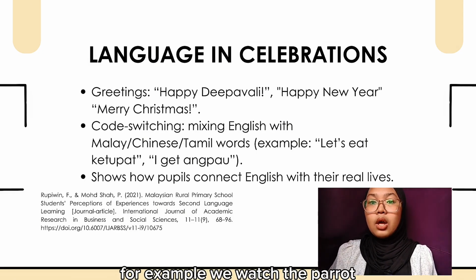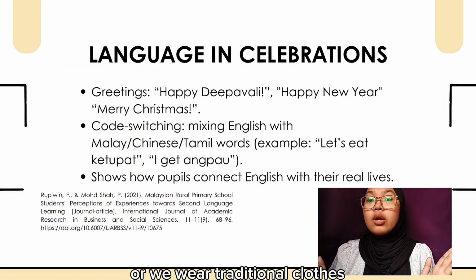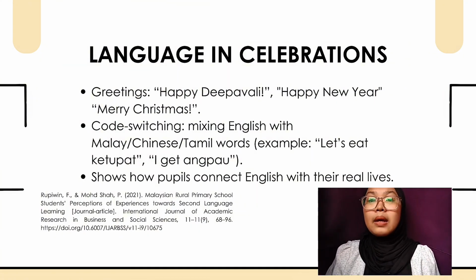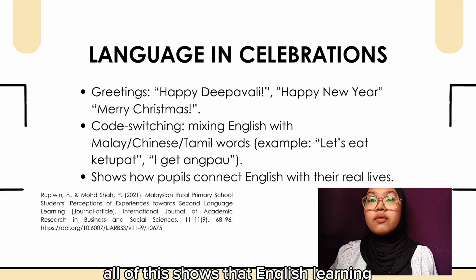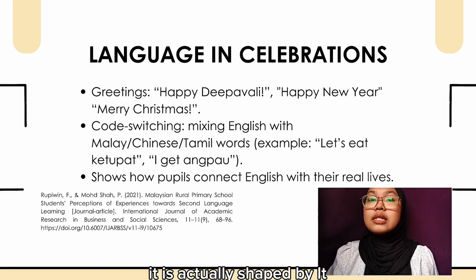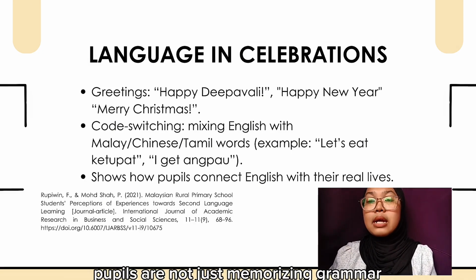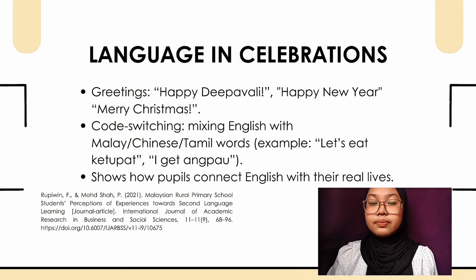Third, pupils use English to describe routines and practices. For example, "We watch the parade," "We like fireworks," or "We wear traditional clothes." These are short and simple, but they reflect real life experiences. All of this shows that English learning in primary schools is not separate from culture. It is actually shaped by it. Pupils are not just memorizing grammar, they are using English to celebrate who they are.